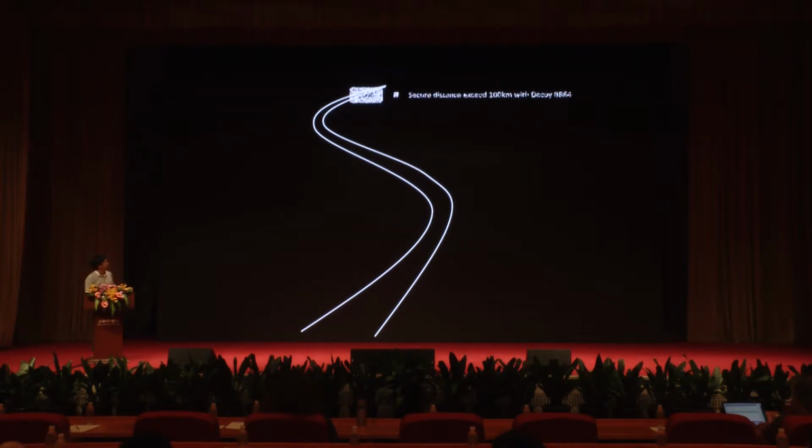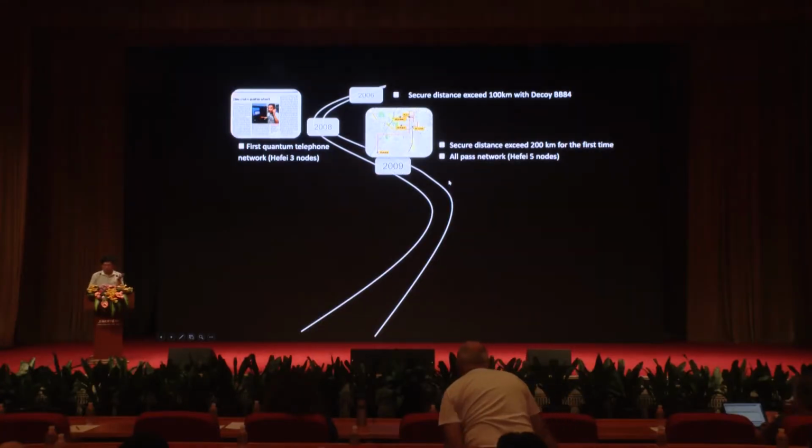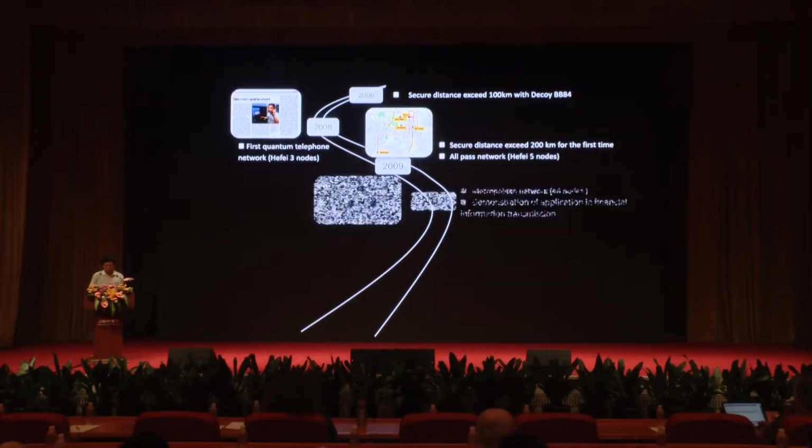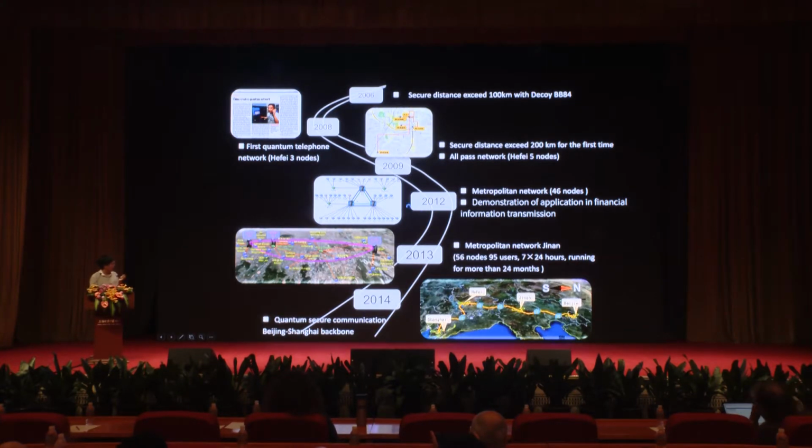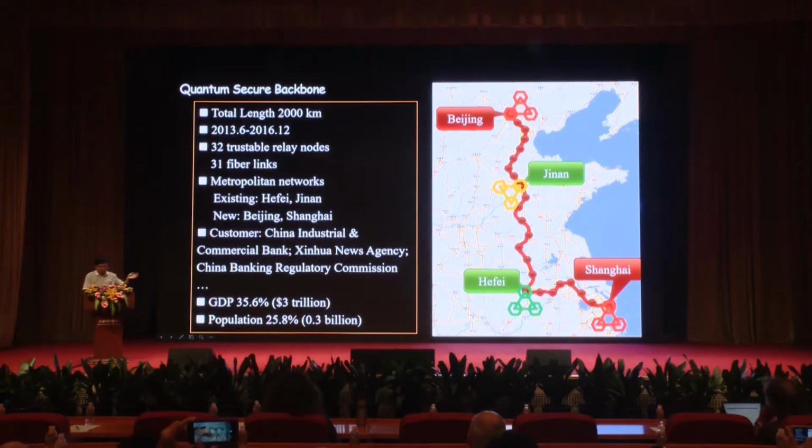Basically, in 2006 we used the decoy state method. We exceeded 100 kilometers, and in 2008 we started to build multiple nodes. Further, we built metropolitan networks, another one in Jinan, and then in 2014 we started to build our backbone, the secure communication backbone.